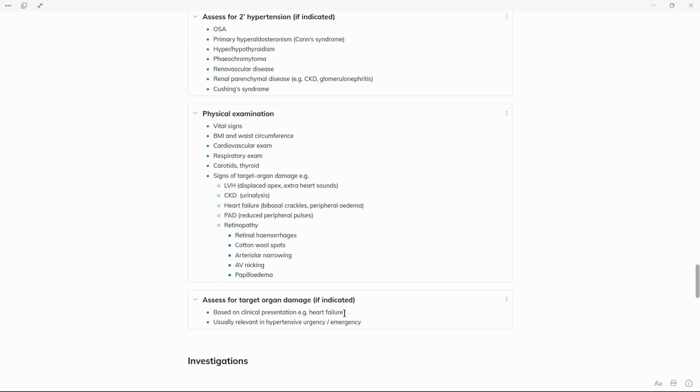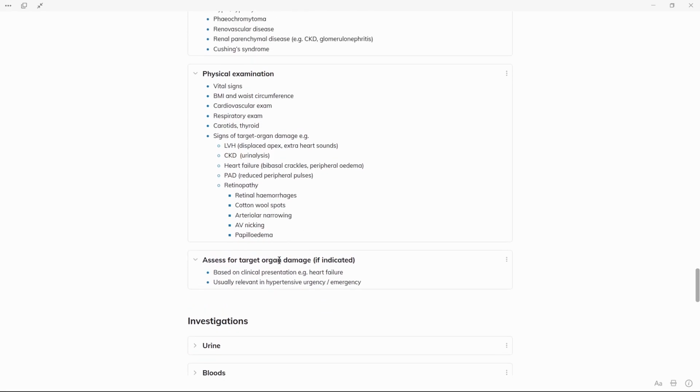We assess for target organ damage based on the clinical presentation. So if the patient presents with symptoms of heart failure or symptoms of peripheral arterial disease, such as intermittent claudication, then that's when we would do it. Otherwise, if the patient looks well, they don't have any symptoms from the hypertension, then there's no indication as such for you to go looking for these things on the physical exam. Although I think to be thorough, important to cover the exam quite well.